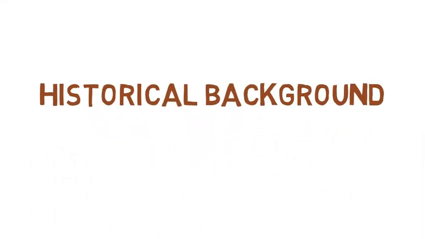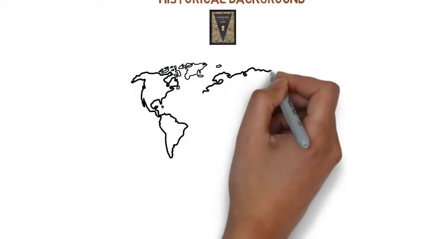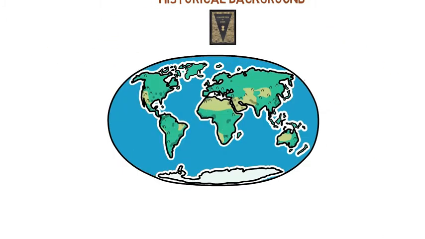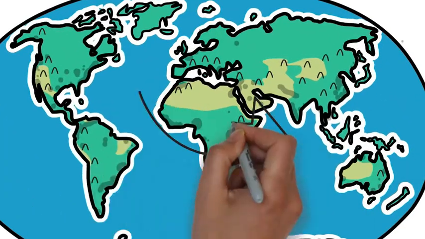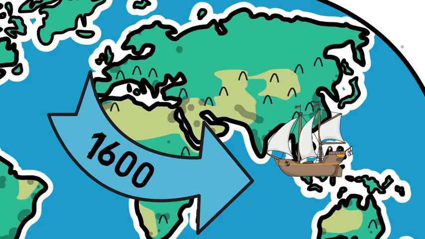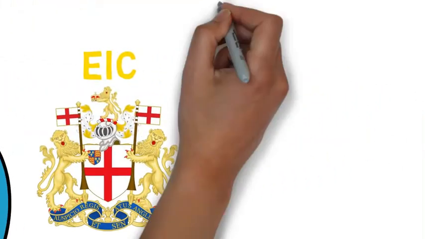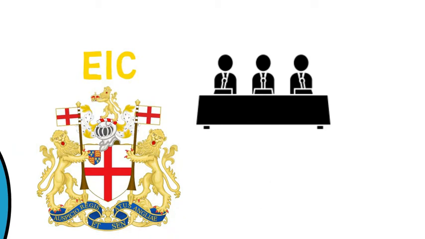Now let's look at the historical background of the Constitution of India. The East India Company was a private British trading company. The EIC came to India in the 1600s as traders. EIC functioned as a commercial body with the court of directors at its head.